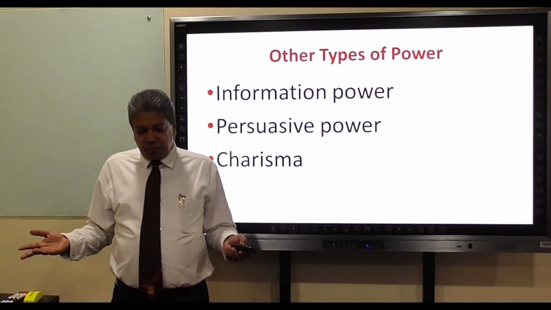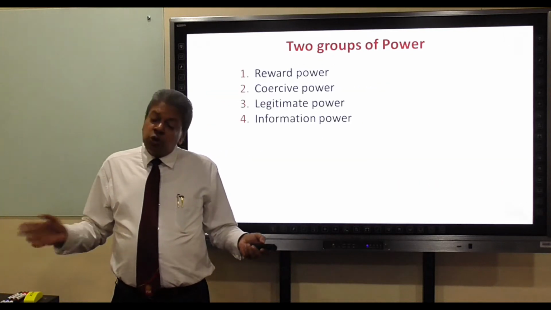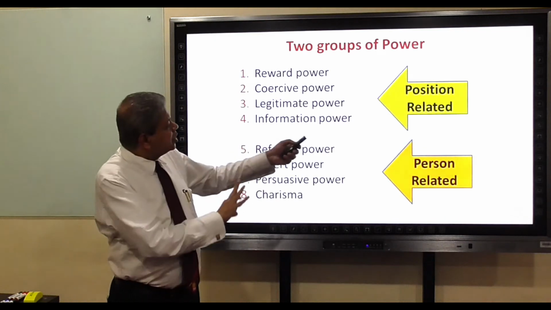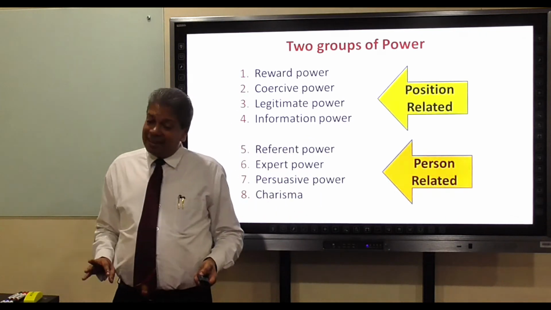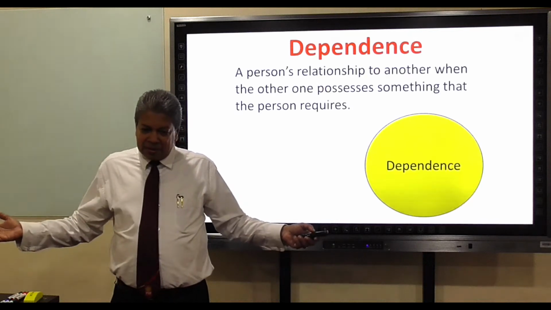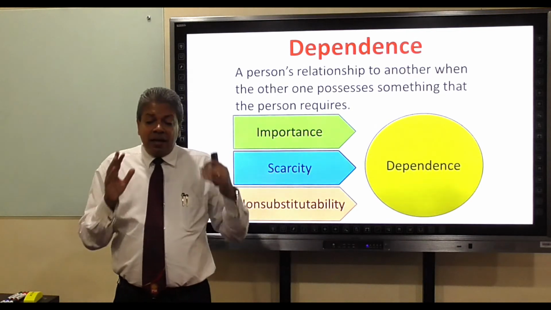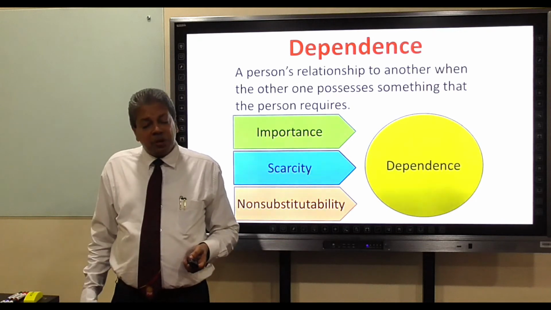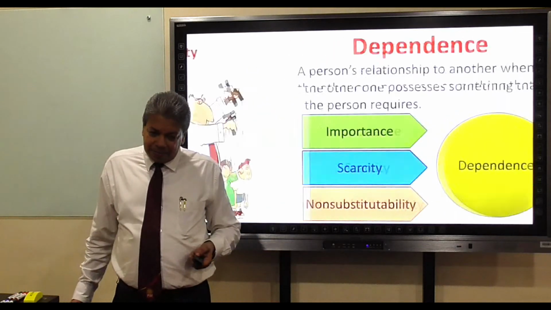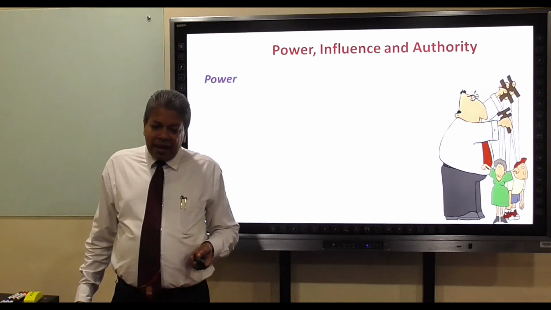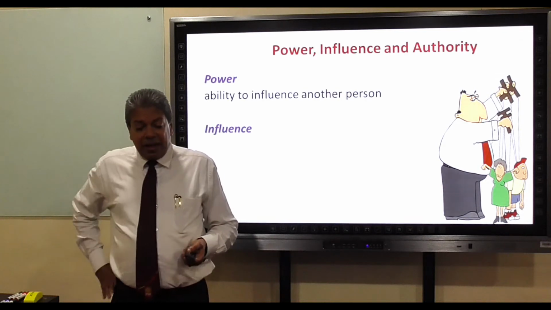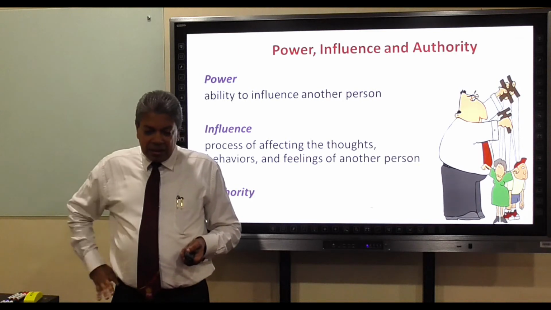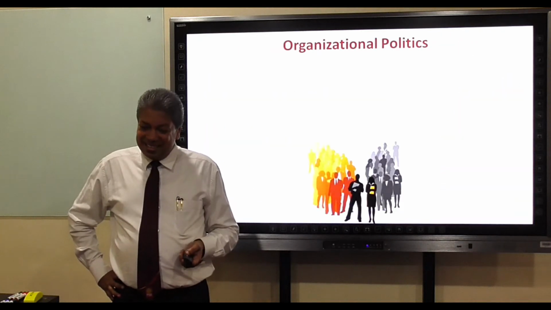Information power, persuasive power, charisma, and then 2 groups we can categorize. First 4 and the second 4, first 4 position related, second 4 person related. And the dependence has 3 sides. You depend on someone because of importance or scarcity or non-substitutability. No other way to do that. So power is the ability to influence. Influence is the process of affecting the thoughts, behaviors and feelings. Authority is the right to influence another person.